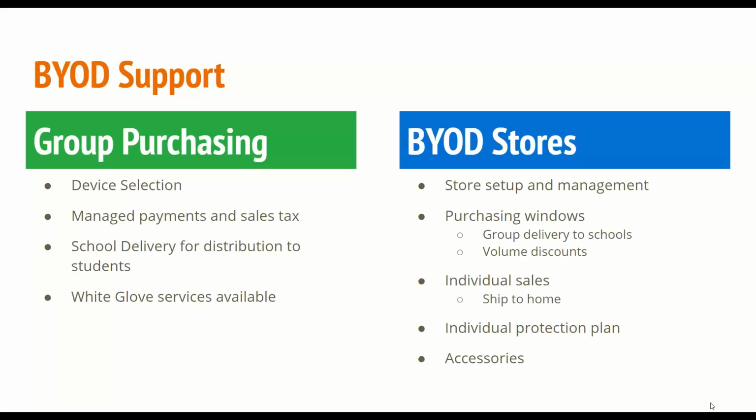The other option, which we've worked with a number of school districts on, is BYOD stores. This is where we set up an online store and manage it for you. We create purchasing windows where we can offer group delivery to the school. So we'll say, hey, in the next 3 weeks, if you order by this date, we're placing the order. It'll be delivered in 2 to 4 weeks to the school. You'll pick it up, or it'll be delivered to your child's classroom. Oftentimes, we're able to negotiate volume discounts with vendors.